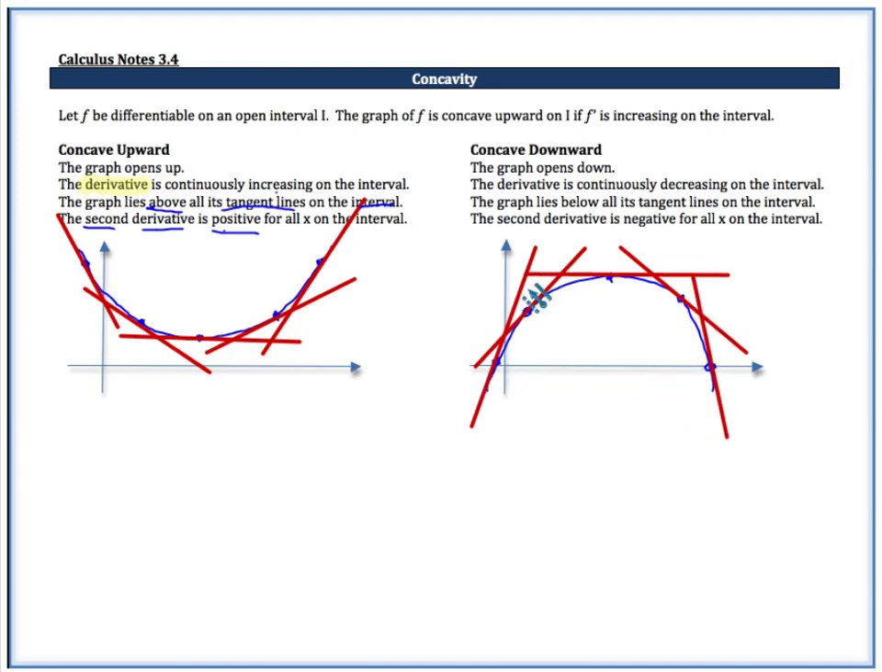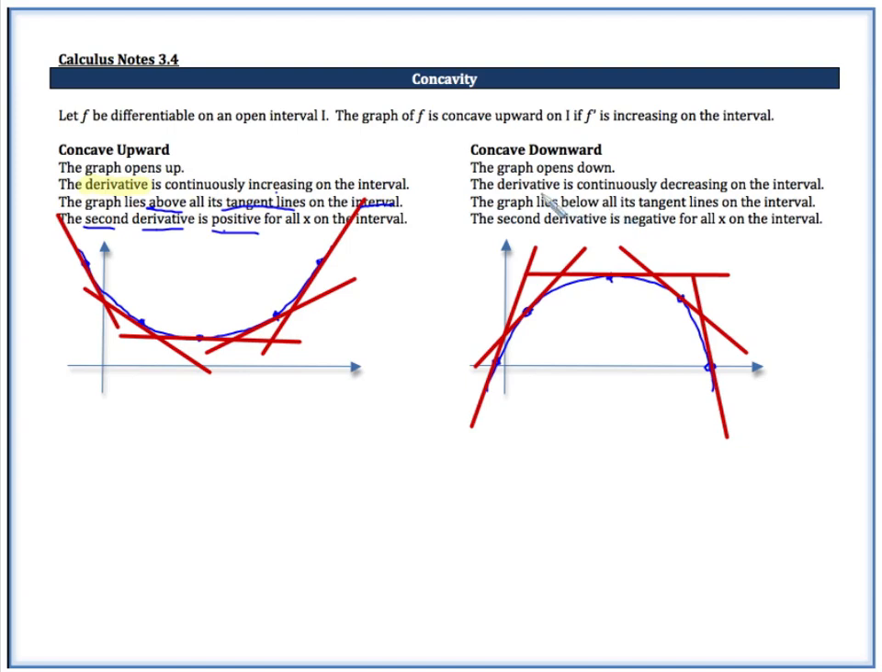So you can see that our derivative was a very high positive number, a little bit lower, to 0, to negative, to a very low negative number. And so you can see that the derivative, f prime, is decreasing on the interval. Now, graphically, if we poured water on here, the water would just all spill right on out. So that's how we can think about this graphically.